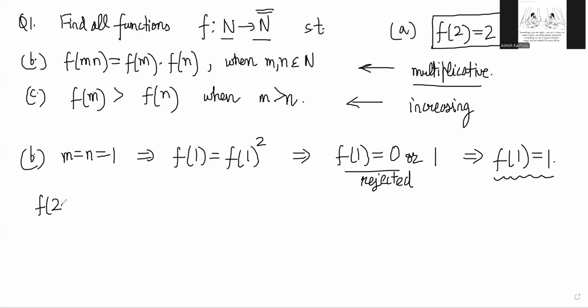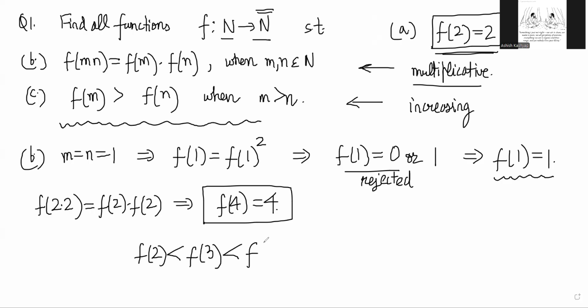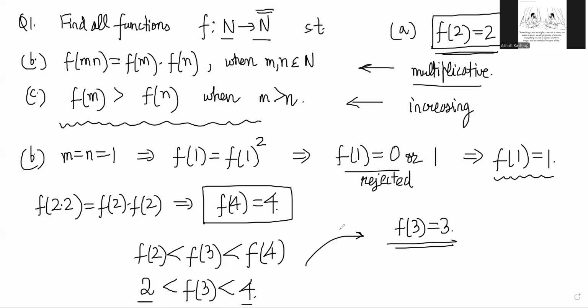Similarly, you can find that f of 2 times 2 is equal to f of 2 times f of 2. So basically you get f of 4 is equal to f of 2 squared, but f of 2 is 2. So f of 4 is 4, right? Once you know f of 4 is 4 and f of 2 is 2, because of the third property C, we can say that since it's an increasing function, f of 2 will be less than f of 3 will be less than f of 4, and f of 2 is 2 and f of 3 is unknown, and this is less than 4. The only natural number between 2 and 4 is 3. So this implies that f of 3 is 3, right?